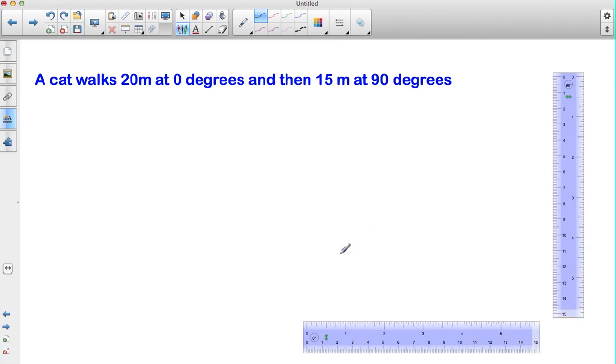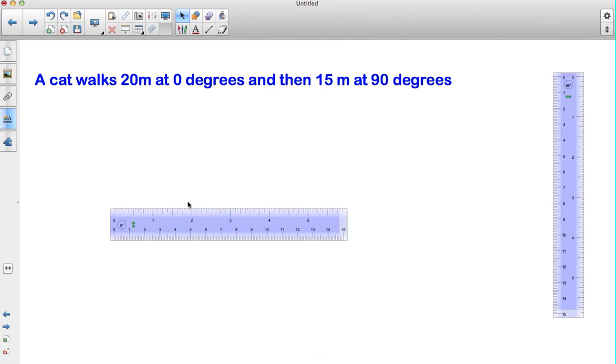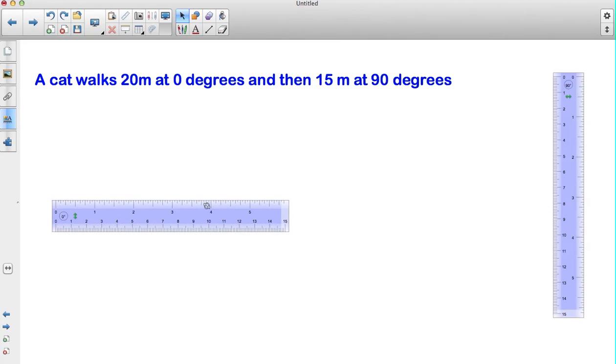Okay, and 20 meters is a little bit more of a difficult distance for us, at least with our rulers, because we don't have a 20 centimeter ruler. It only goes up to 15 centimeters. So what we might want to say is, okay, we're going to say one of our units equals 2 meters.